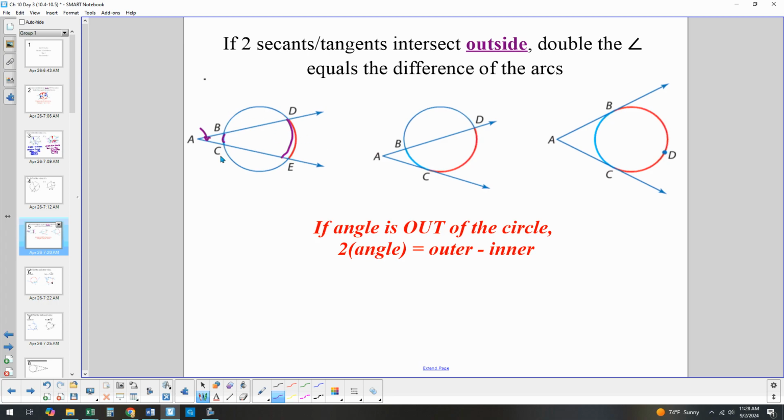We could ignore arc BD and CE. If I'm talking about angle A, it would be arc BC and DE as the inner and outer arcs respectively. This one, when it's two tangents, and we're talking about this angle, the outer arc and the inner arc are the only two arcs that exist in the circle, and I think I just said those backwards. The outer arc here, the inner arc here. So if I knew one of them, I could do 360 minus that number to get the other one. So that's very important to remember.